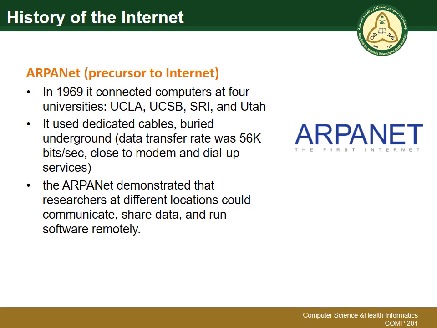ARPANET used dedicated cables underground. The data transfer rate was only 56 kilobits per second, close to modem and dial-up service, so it was very, very slow. ARPANET demonstrated that researchers at different locations could communicate, share data, and run software remotely. ARPANET built the first network among only four different universities, and its purpose was only academic and scientific.